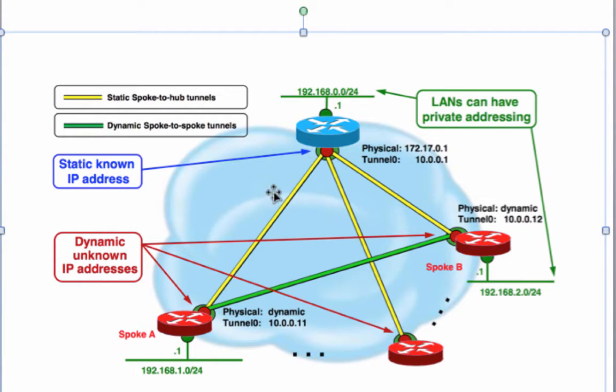Now, what are these tunnels, these yellow and green? Yellow is between the spoke and hub, and they are always up and running, okay? They are static tunnels, they are always up and running. Dynamic means if there is traffic between the spokes, they will come up. If there is no traffic, they will go down. So hub and spoke tunnels are always up and running. They don't go down, right? Once NHRP finishes its job, they come up.